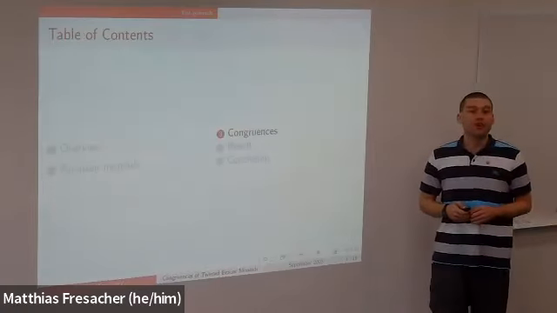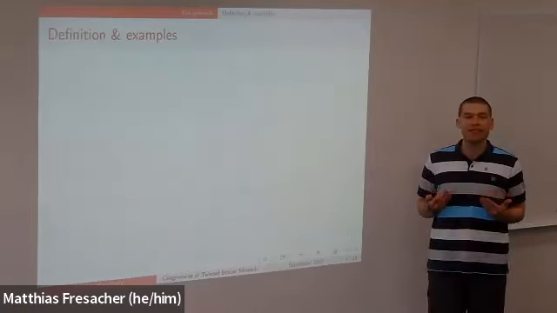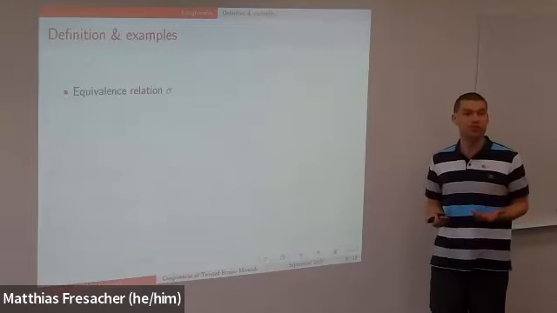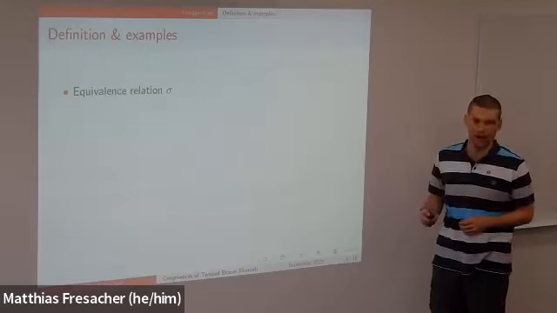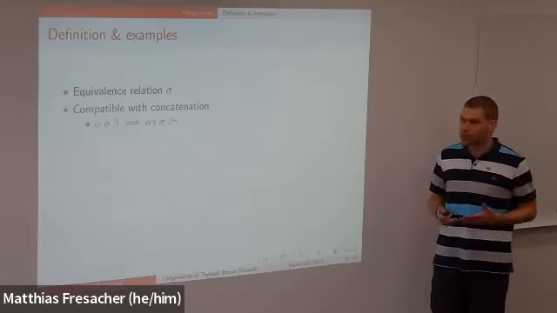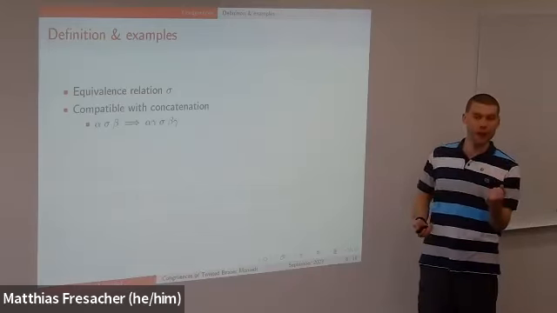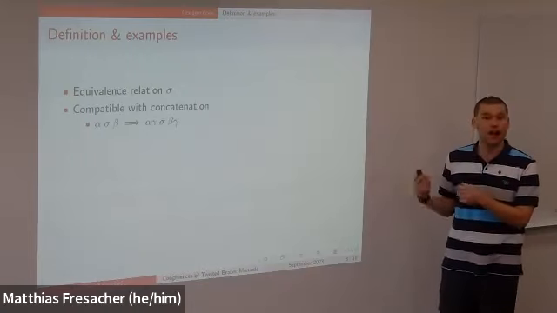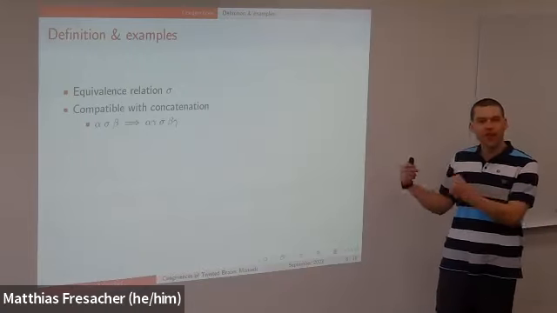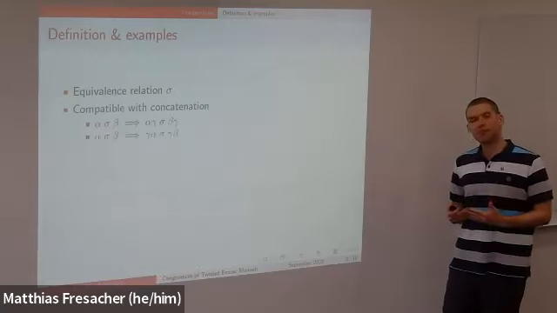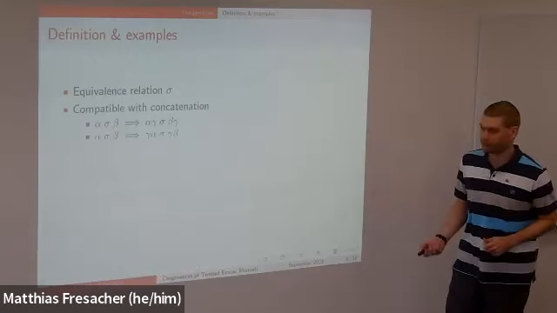That brings me to the congruences. So what exactly are they? Well, it's an equivalence relation, usually denoted by sigma, on the set of diagrams. But it must be compatible with concatenation. Specifically, that means if I have a diagram alpha and a beta that are congruent, if I concatenate on the right with any other diagram, say a gamma, that must still be congruent as well. And likewise, I want the same condition on the left.